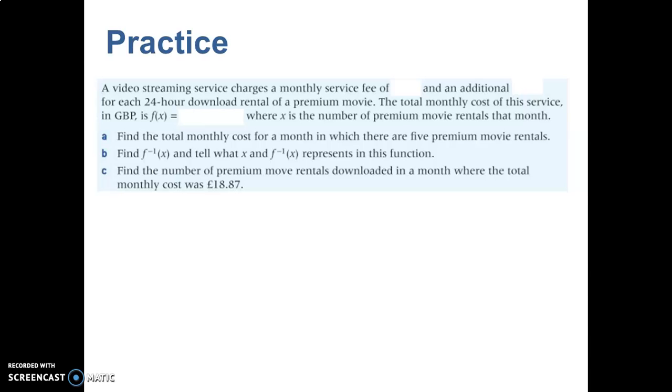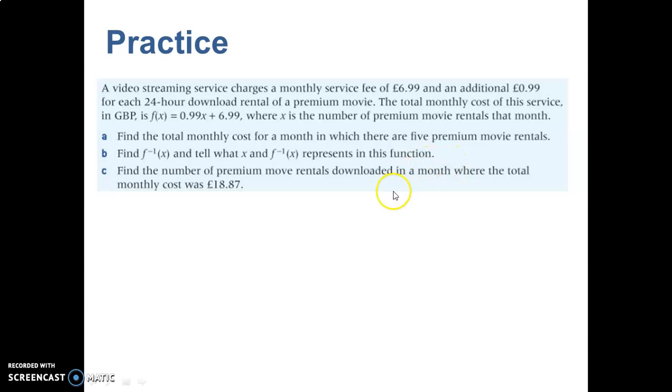So let's look at this problem. We have a video streaming service charging a monthly service fee of £6.99 and an additional 99 pence for each 24-hour download rental of a premium movie. The total monthly cost of this service in British pounds is given by this function here, where x is the number of premium movie rentals that month. So find the total monthly cost for a month in which there are 5 premium movie rentals.